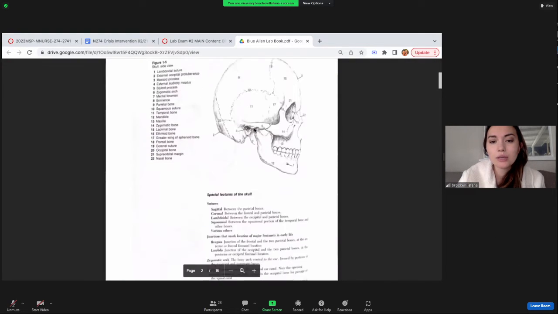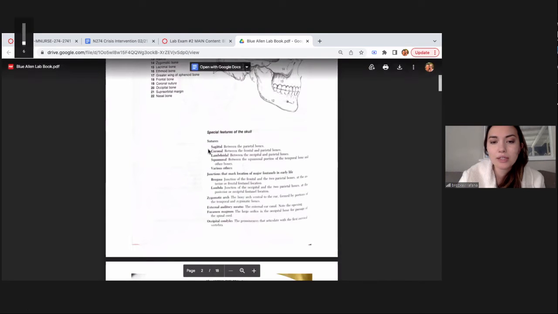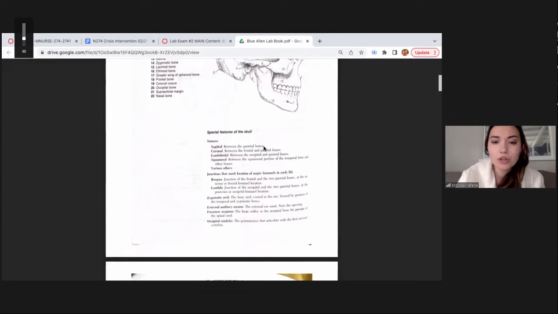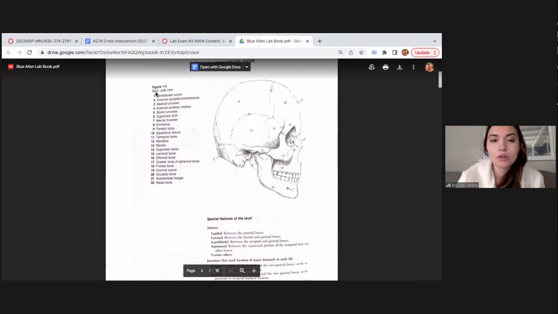Usually at some point in the semester, you guys start asking, do we need to know these definitions down here? The large orifice in the occipital bone for passage of the spinal cord. No. So you are just learning these numbers and then the terms next to them. Is that pretty clear to everybody?